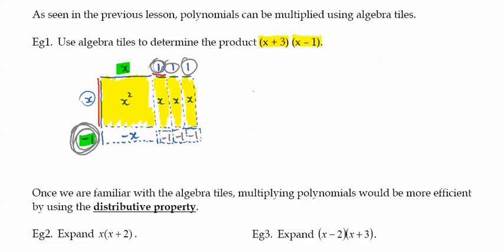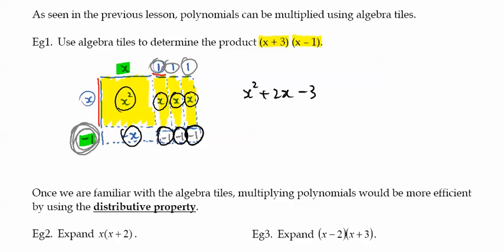So all together, we have x squared from this big square tile. And then with 3x minus x, we have 2x. And finally, minus 3. This is how I would expand the product of two binomials using algebra tiles. But as you saw in the previous lesson, the method of FOIL can easily do the work without all these joins.